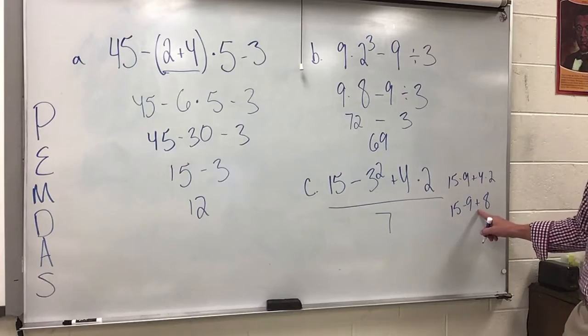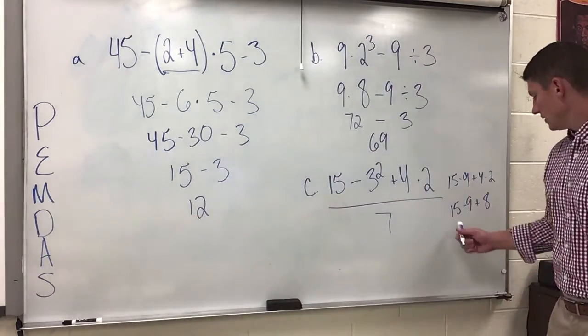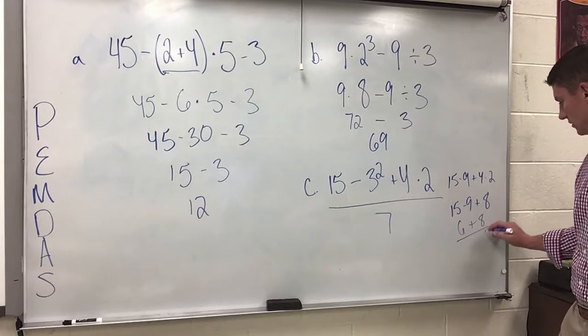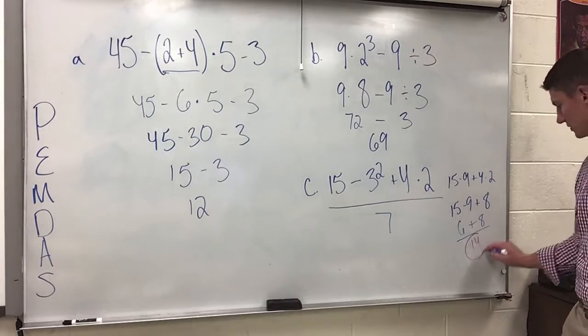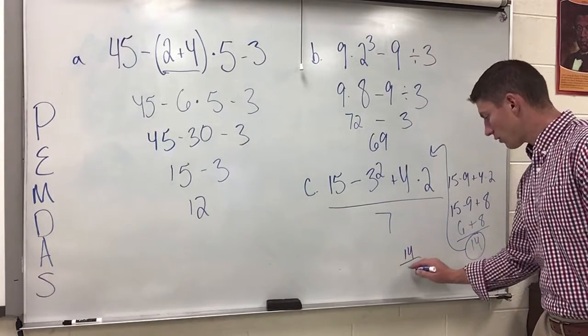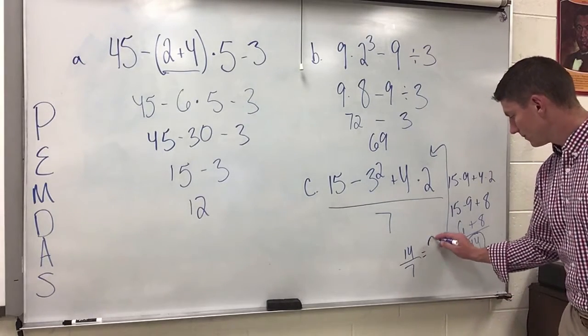Because addition and subtraction are right here in this order, I can work from left to right. 15 minus 9 is going to give me 6. Plus 8 is 14. Now I've got 14 as my answer in the numerator. If I would rewrite that, it would be 14 in the numerator over 7. 14 divided by 7 is going to equal 2.